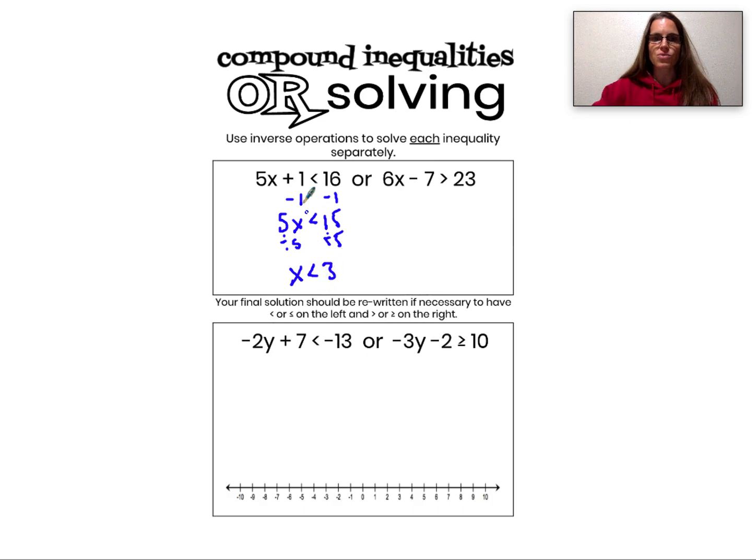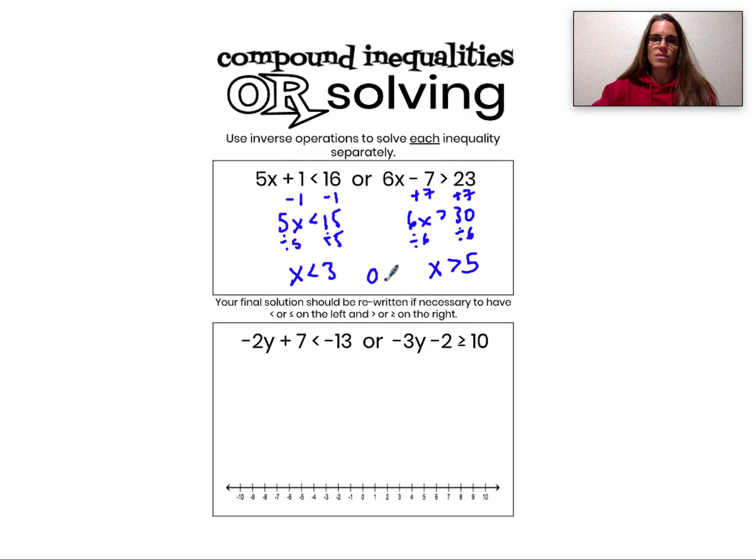Values of x less than 3 will satisfy this first inequality. Now, for some reason, it's really common for students to just solve the first inequality and move on, forgetting to solve the second inequality. Don't do that. To solve 6x minus 7 is greater than 23, I first need to add 7 to both sides. That gives me 6x is greater than 30. Next, I divide both sides by 6, and that gives me my solution to my second inequality, x is greater than 5. X is greater than 5 tells me that values of x greater than 5 satisfy this second inequality. They make it true.